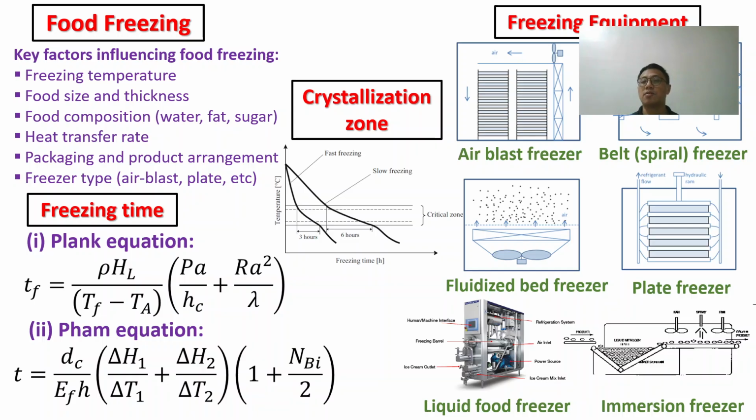This is quite popular for some heat sensitive material. So the immersion freezer is quite common in the food industry as well. Generally these are the freezers that we have learned. Make sure you are able to differentiate them and understand the pros and cons of all these freezers.